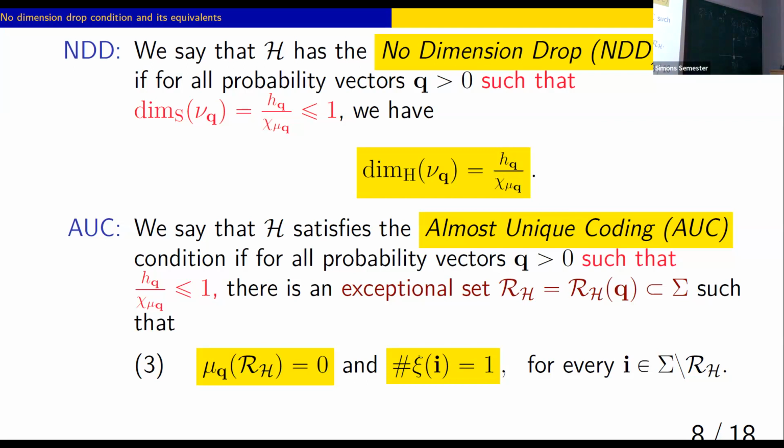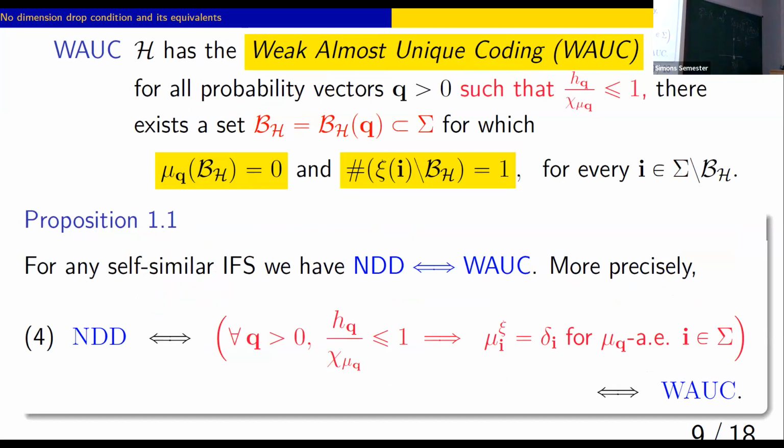And then there is one more, which is a less natural, weak, almost unique condition. Earlier I said that R stands for rossz in Hungarian, which is bad. Now B stands for bad, because this is the first letter of bad in English. So this is the bad set.